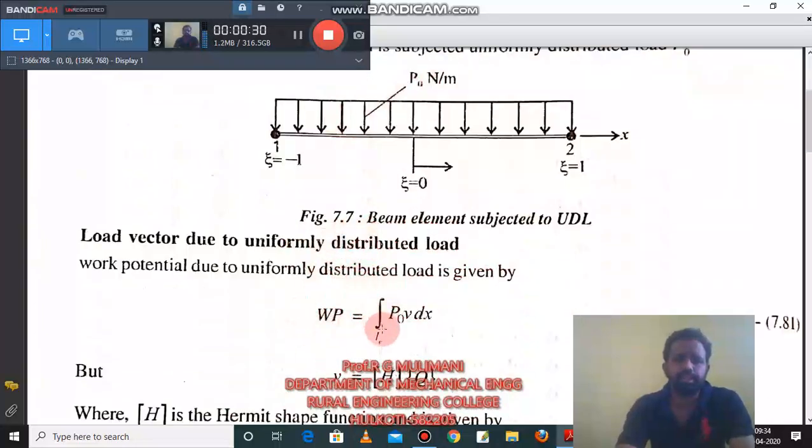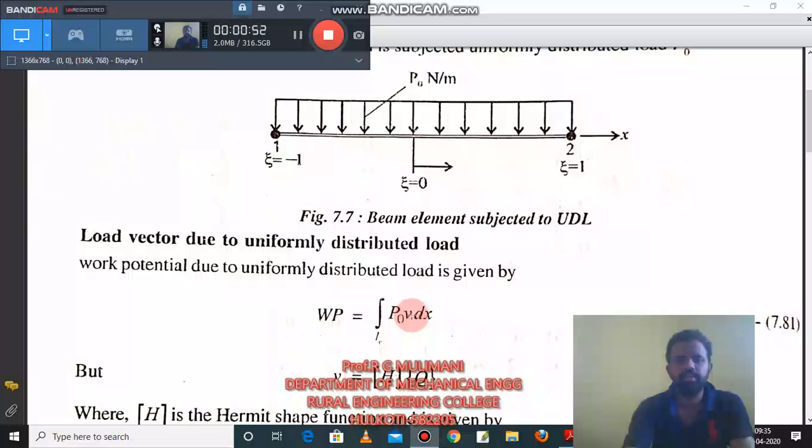What is the work potential? How much is the load? UDL, the intensity is P naught here, and what is the displacement? That is V. We consider a small elemental length, that is dx. This is the work potential we are considering to derive the load vector, where V is the displacement.